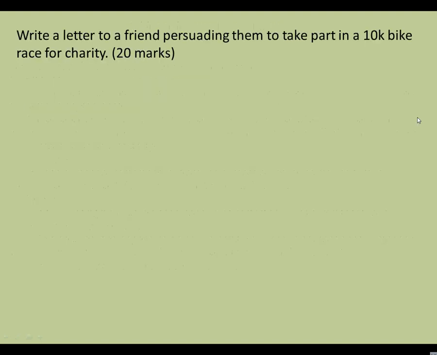Let's look at our planning. And here's the question for that planning. Write a letter to a friend, persuade them to take part in a 10k bike race for charity. Again, we're now writing a letter of persuasion. It's about a bike ride that we're trying to get them to go on. Let's look at our planning here.